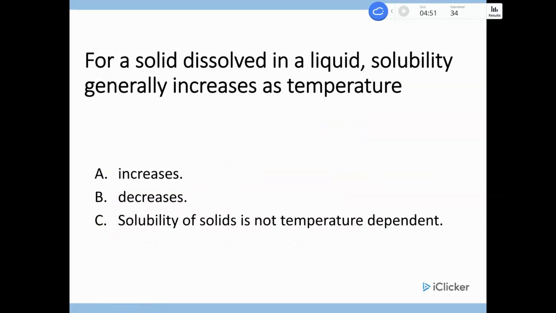Then the next question is related to temperature. So now we're specifically talking about a solid dissolved in a liquid. And if the solubility of that solid increases as temperature increases, decreases, or it doesn't matter. Well, we actually saw this with that last example we did on Friday, right? That was Friday? Yeah. Where we added some solid to a solution, only part of it dissolved, but when you heat it up, more of that solid dissolves. So the solubility of solids generally increases with increasing temperature.